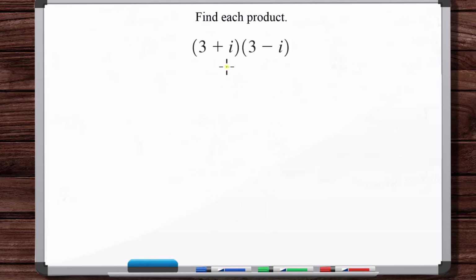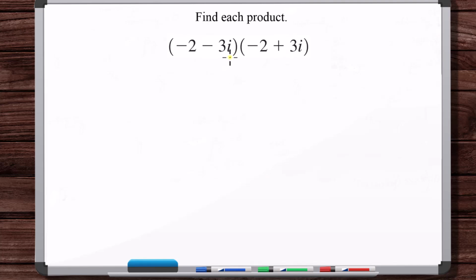Okay, here we're multiplying complex conjugates. So we know that we can just multiply it out, but this actually simplifies a lot because of i squared being negative 1. So you've got 3 times 3 is 9, but then minus 3i plus 3i is 0, and then you have minus i squared. i squared is negative 1, so this just comes out to be a real number. When you multiply complex conjugates, you just get a real number.